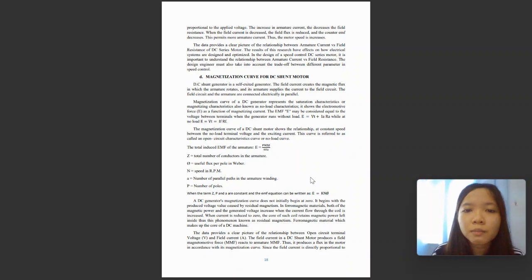D is the magnetization curve for the DC shunt motor, and the DC shunt generator is a self-excited generator. The field current creates the magnetic flux in which the armature rotates. The EMF may be considered equal to the voltage between terminals when the generator runs without load. E equals Vt plus IaRa. This is the formula.